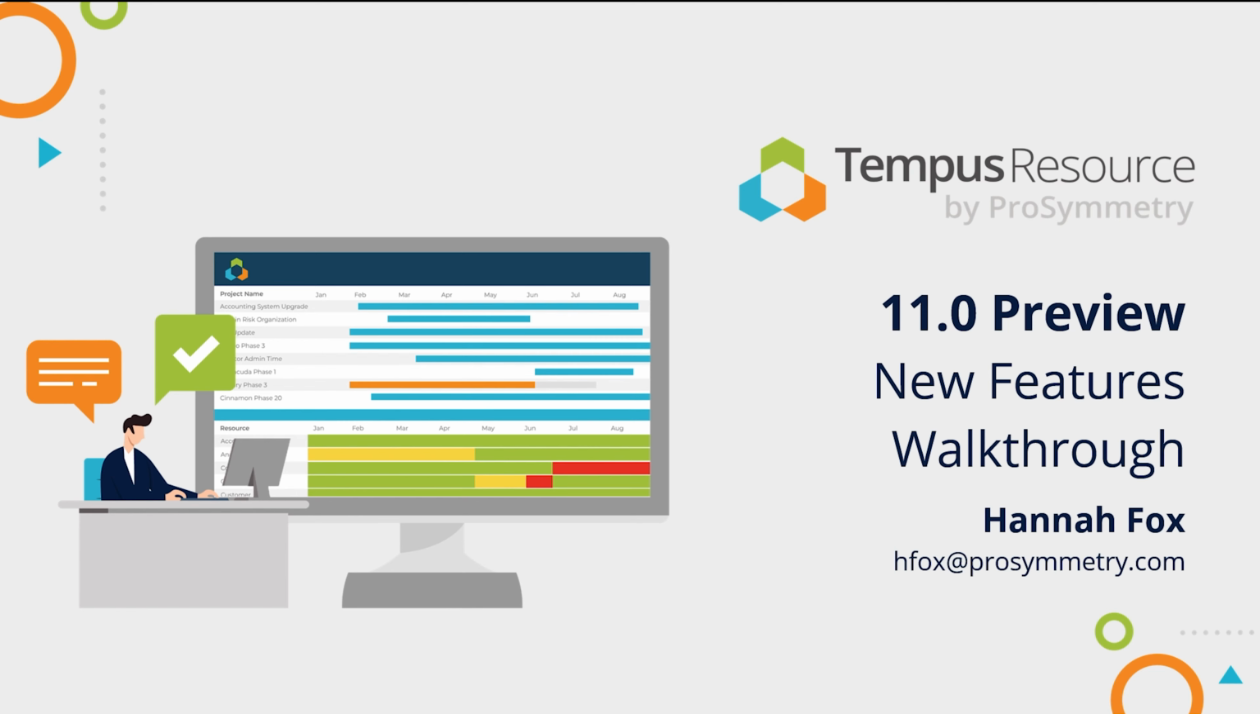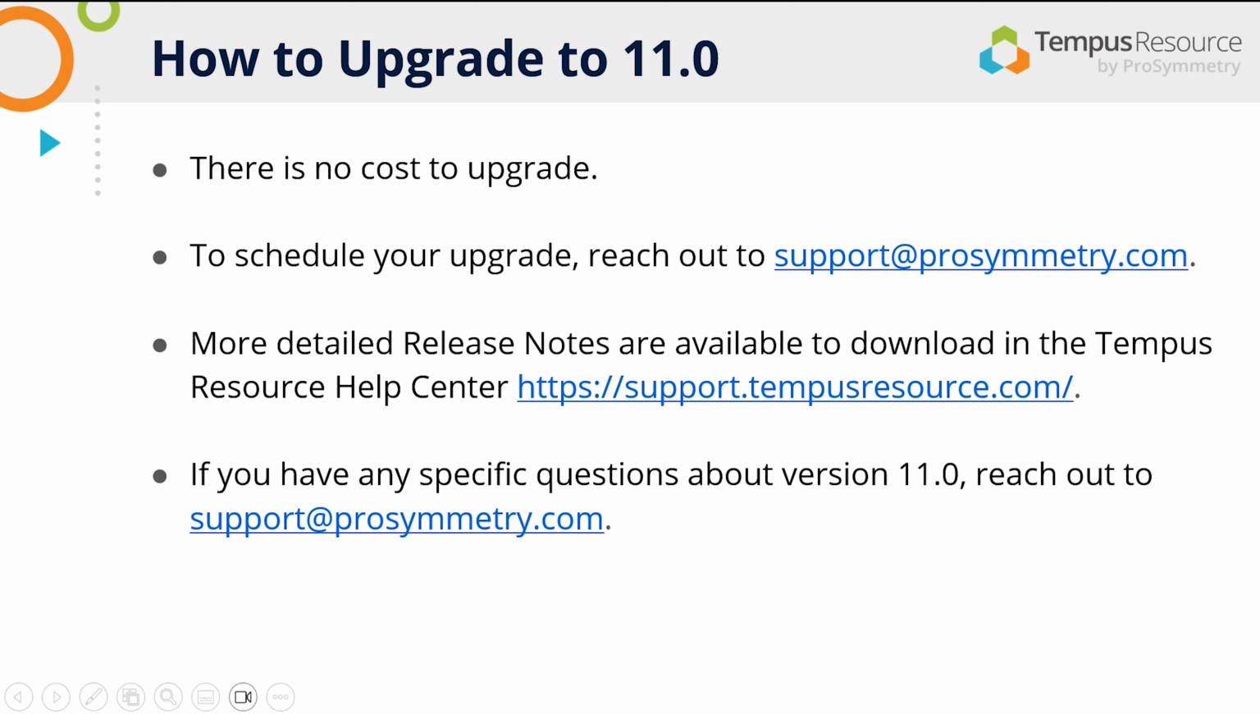Today I'll be walking through 11.0 features. To upgrade to 11.0, reach out to support@prosymmetry.com. There is no cost to upgrade. More detailed release notes are available to download in the Tempus Help Center. If you have any specific questions about this version, reach out also to support@prosymmetry.com.